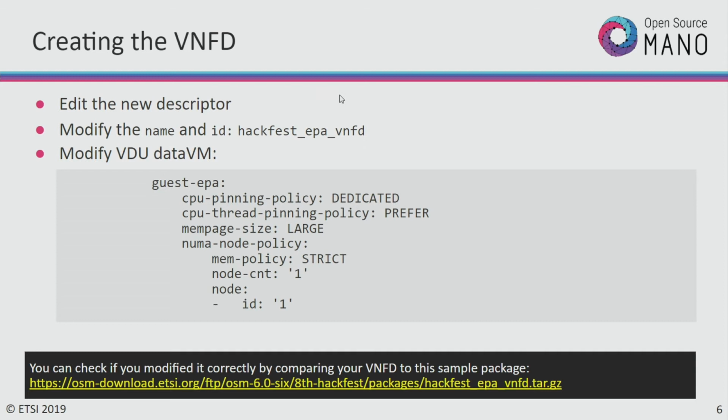So the biggest addition for this VNF is adding under the VDU a new field that's called guest EPA that has the CPU pinning policy, the huge pages. We said that the memory page size will be large, and we enable the NUMA node policy. In this case, with one node. It means that one processor will have allocated one section of the memory.